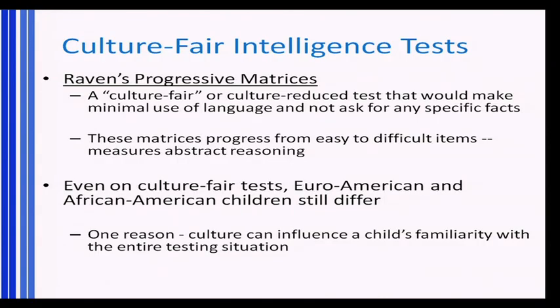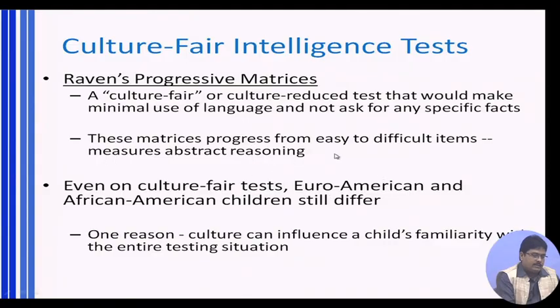So, in order to avoid those types of questions, a test maker can go for picture based or activity based questions, which would be a better way of measuring one's intelligence. These matrices progress from easy to difficult items and measure abstract reasoning. Even on culture fair tests, Euro American and African American children still differ in their intelligence scores. One reason is that culture can influence a child's familiarity with the entire test situation. This is in a nutshell about the concept.